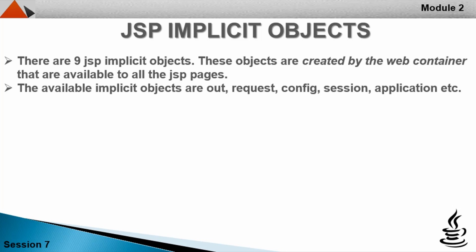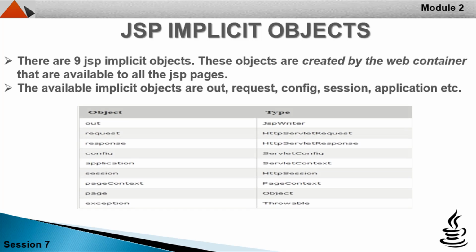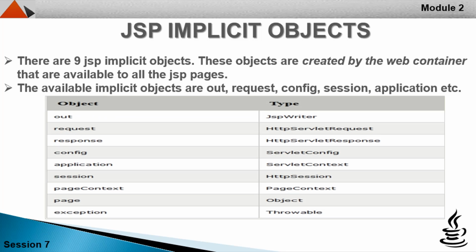Now let's see the implicit objects of JSP. There are 9 JSP implicit objects. These objects are created by the web container and are available to all the JSP pages. The available implicit objects are out, request, config, session, application, etc. You can see all the implicit objects on your screen with their meaning. You can use them directly. Make note of them. In our next videos we will use these implicit objects.